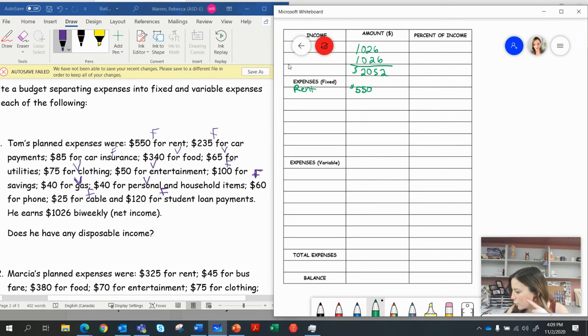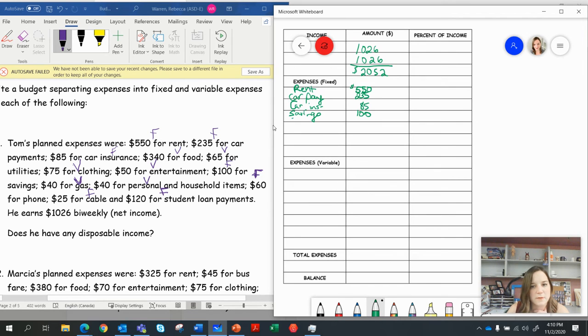So $550 for rent. The next thing was car payment. So the car payment was $235. The next thing was car insurance. And that was $85 a month. The next thing was savings. My writing is really bad. Savings was $100 a month.